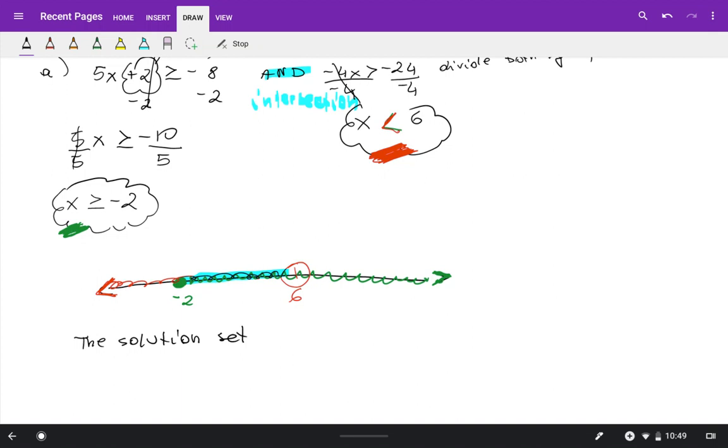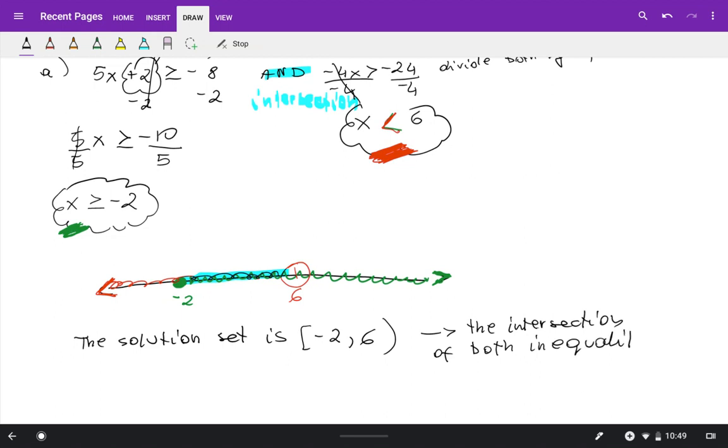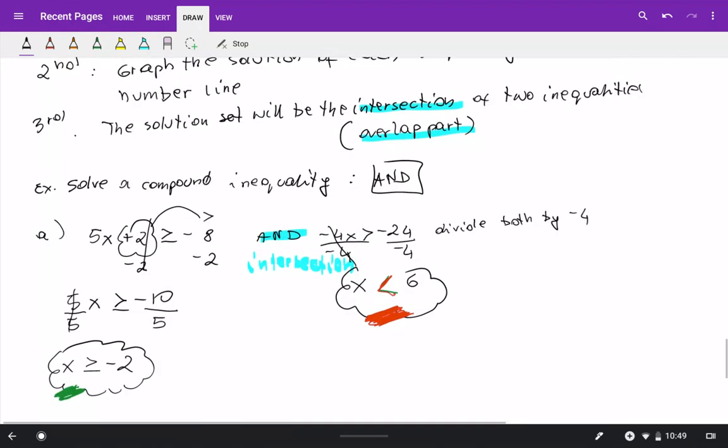So the solution set is, and write the answer using interval notation. So we have bracket -2, comma 6 parenthesis. So we're including -2 because -2 is shaded. However, we're not including 6 because it has an open circle. So this is the intersection of both inequalities. And again, I left the solution using interval notation.